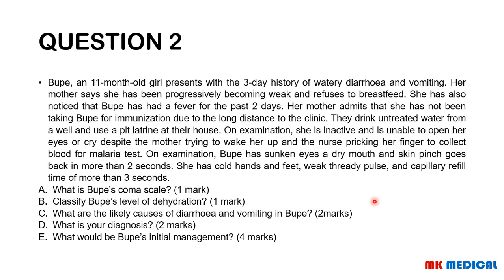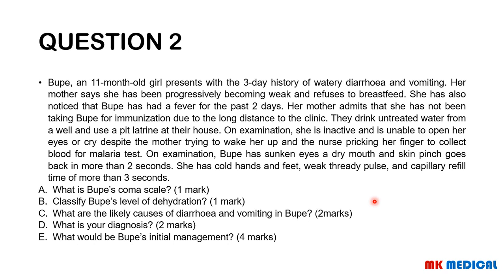Moving on to question number 2. Bupe, an 11-month-old girl, presents with a 3-day history of watery diarrhea and vomiting. Her mother says she has been progressively becoming weak and refuses to breastfeed. She has also noticed Bupe has had a fever for the past 2 days. Her mother admits that she has not been taking Bupe for immunization due to the long distance to the clinic.